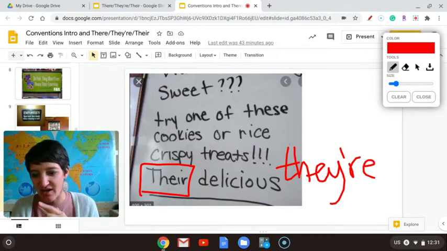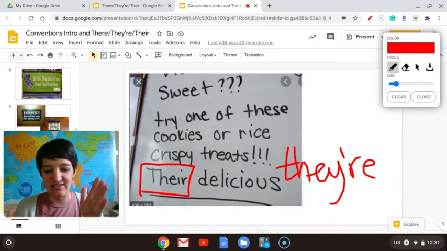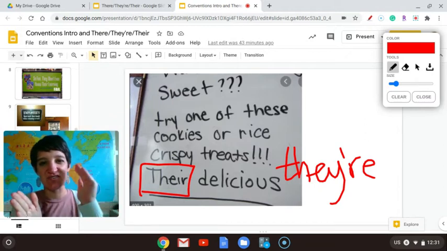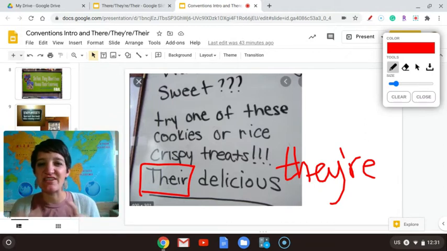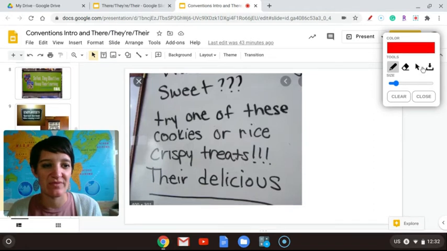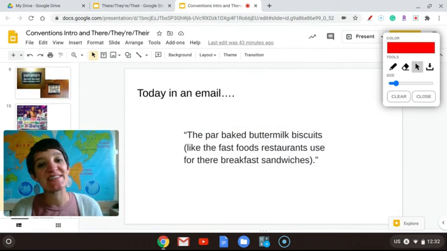Am I talking about like their dog or like a possession? Does it make sense to say they are? Those are kind of the things that I think through when I'm trying to decide which there to do. Okay, so your assignment for today.